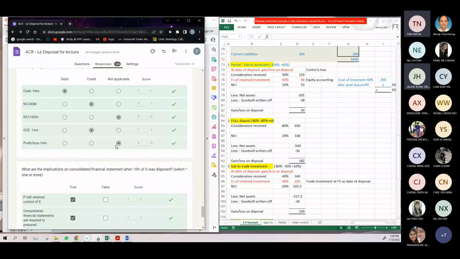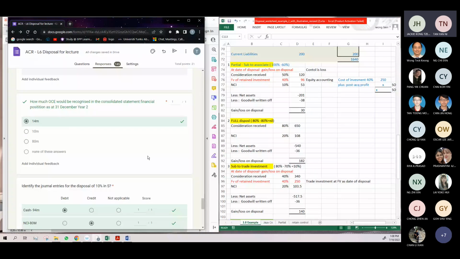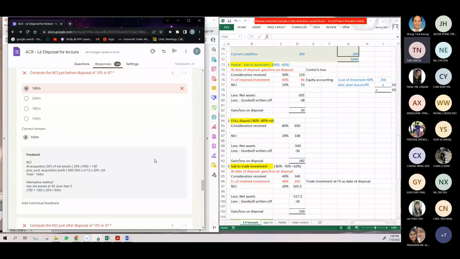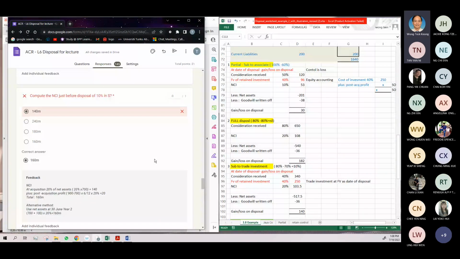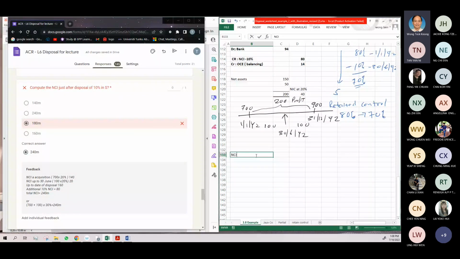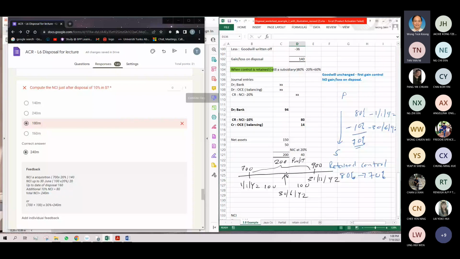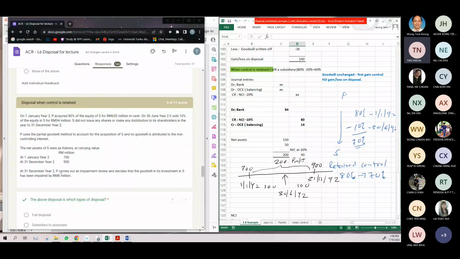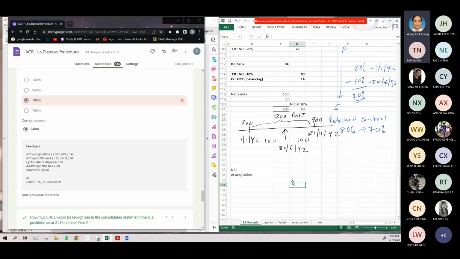Sir, can you repeat again for the NCI after? Repeat what? The NCI after disposal. Okay, then maybe I just show you the NCI here. So NCI, normally how we compute NCI: at acquisition, when you do the consolidation, we use the net asset here, 700. So we have 80%, so NCI 20%. So 700 times 20% is at acquisition.